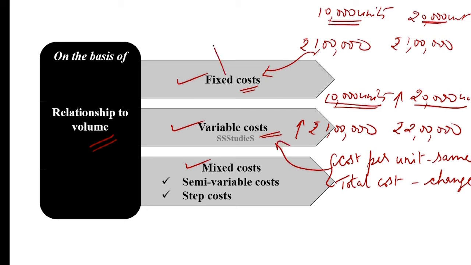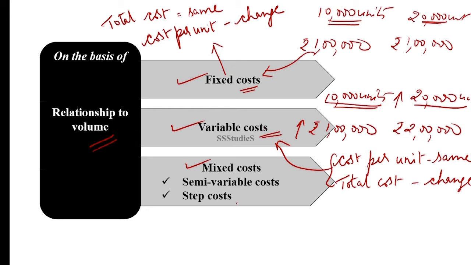The opposite is the case in fixed cost. In case of fixed cost, the total cost remains the same, whereas the cost per unit will vary, it will change. So those costs which do not change with the volume of production are called fixed cost, and those costs which change in direct proportion to the volume of commodities produced are called variable cost.